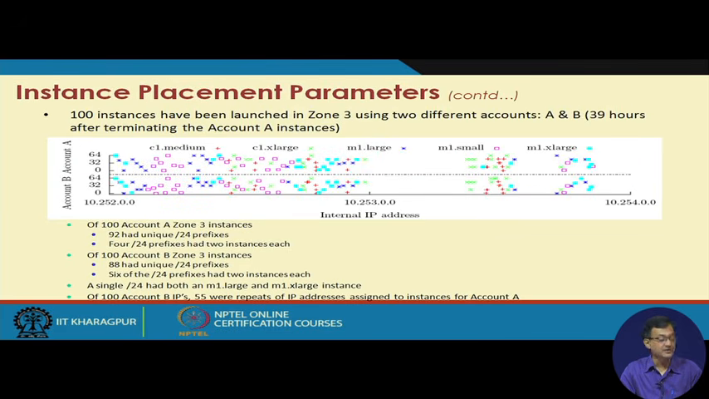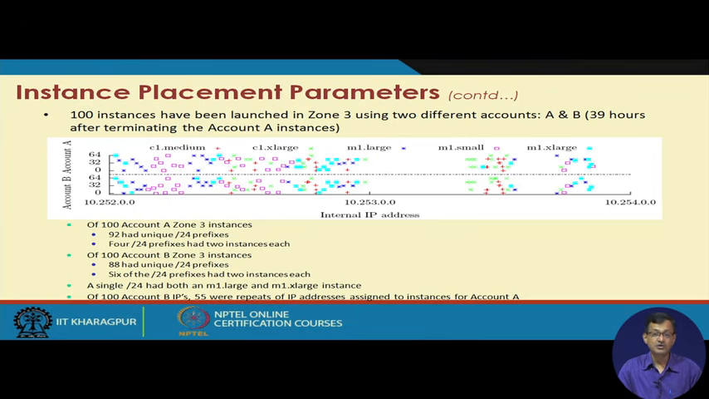So, what they experimentally showed is that 100 instances were launched in zone 3 using 2 different accounts, A and B, 39 hours after terminating the account A instance. Of the 100 zone 3 instances, 92 have a unique /24 prefix, and 4 prefixes have 2 instances each. So, these are their results. Out of 100 B zone 3 instances, 80 are unique. A single /24 had both M1 large and M1 extra large instances. Of 100 account B's IPs, 50 were repeats of IP addresses assigned to instances of account A.